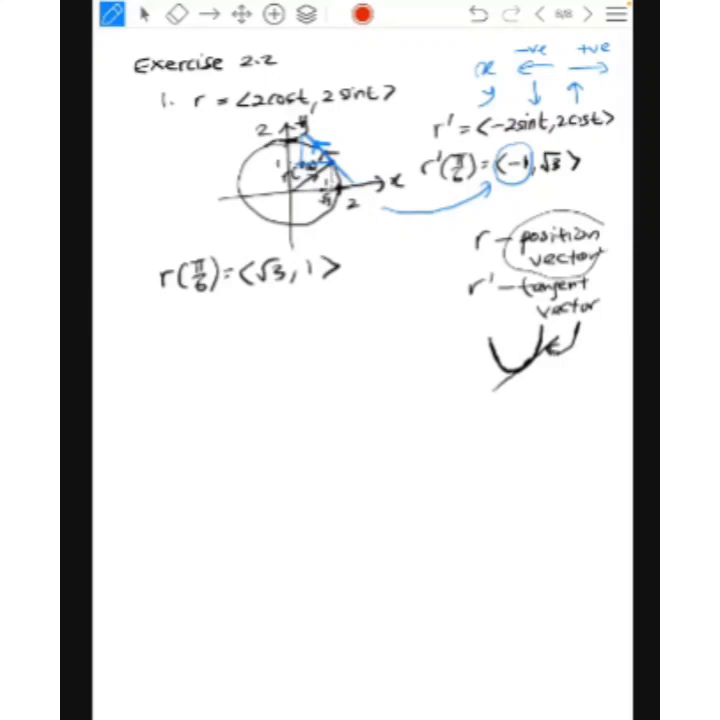So basically it follows the counterclockwise direction. Okay, it follows the curve direction, the curve orientation. If it's counterclockwise, then your tangent will go up. If it's clockwise direction, then your tangent will go down. Okay.